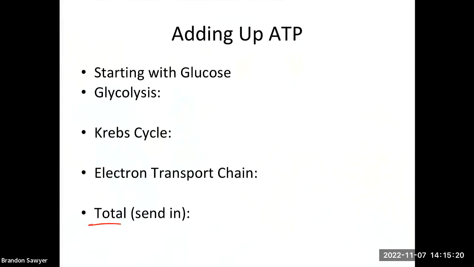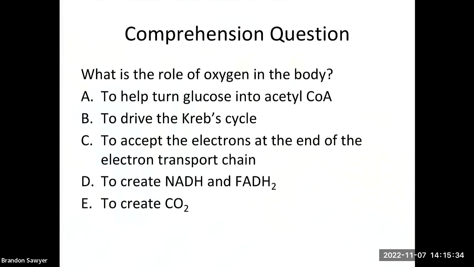There we go. All right, so glycolysis, how many do we make in glycolysis? 2. Krebs cycle, 2. Electron transport chain, 28. Total 32. That's what most of you said. Good. Okay, so we got that. Go ahead and talk about this one, and I'll change it so you can send a letter in. And go ahead whenever you're ready.